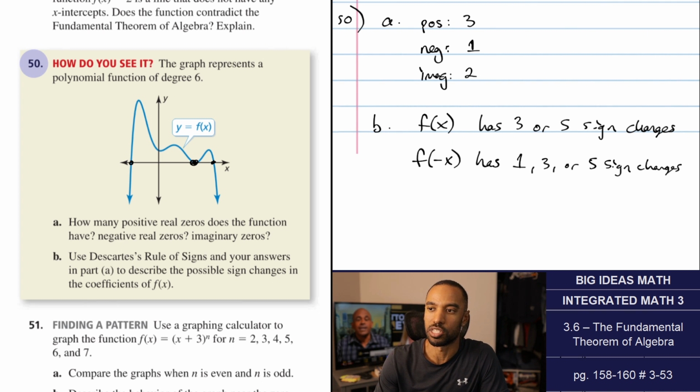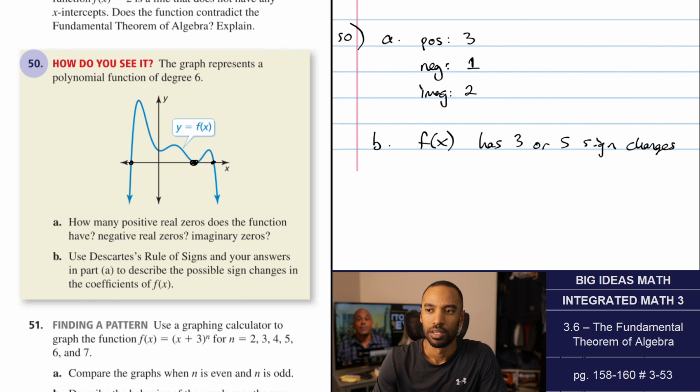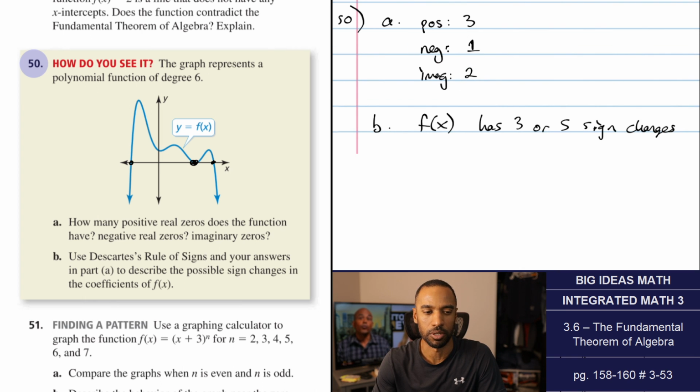They said of f of x. They didn't say f of negative x. So I'm going to leave that just as it is. I'm going to say 3 or 5. It can't be 1, otherwise it couldn't have had 3 solutions there. But 5, I'd say, is still possible. I'm going to leave it like that.